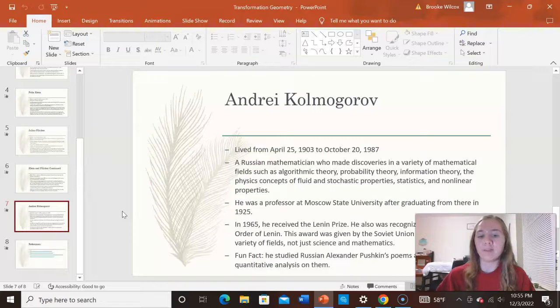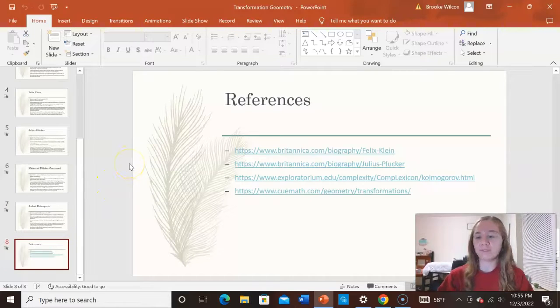A fun fact about him, he studied Russian Alexander Pushkin's poems and developed quantitative analysis on them. So as someone who has not taken quantitative analysis and someone who is not going to, I've heard a lot about it from some of my friends, and they're all very stressed about when they take quant for the ones that have and the ones who are currently in it. So for him to do this on a poem is very interesting and very impressive. I wonder what that looks like. And then here are my references.